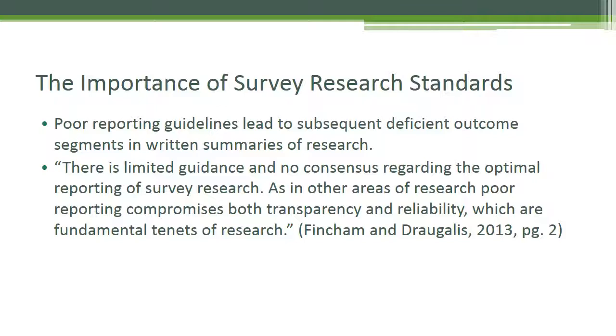And I really like this quote from one of the articles that we looked at. It says, "There's limited guidance and no consensus regarding the optimal reporting of survey research. As in other areas of research, poor reporting compromises both transparency and reliability, which are fundamental tenets of research." So obviously, we cannot have poor reporting in research because of that transparency and reliability of the study. These standards make it to where the survey is being held to a higher standard, making sure that it is accurate and reliable.